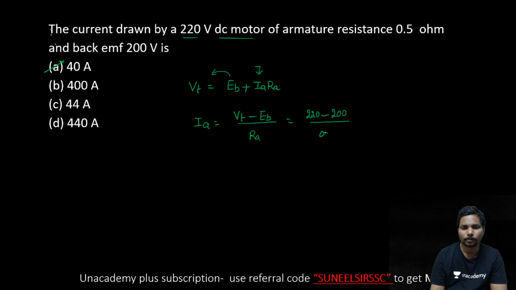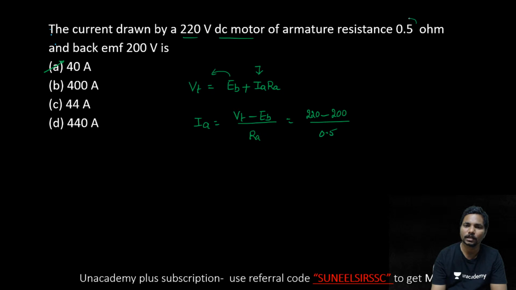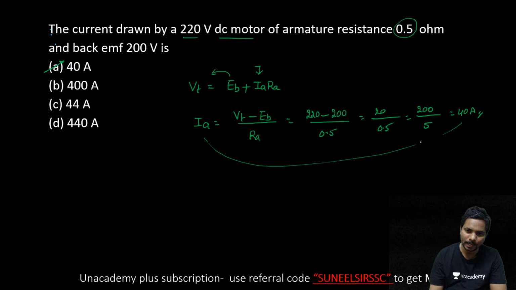RA is 0.5. In the previous question, we asked what the armature resistance generally is. Here also they have given the armature resistance as 0.5 ohms. So from the problems you can get the data. 20 by 0.5, that is 200 by 5, which is nothing but 40 amperes. So if we want to carry 40 amperes, the resistance must be low.